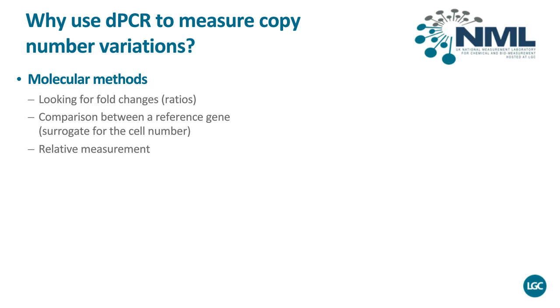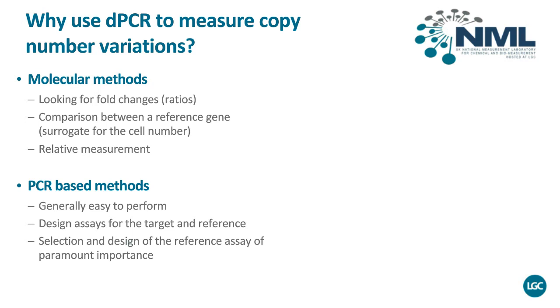The PCR-based methods are a really good candidate for this. They're generally easy to perform. You can design assays that are specific for that target and reference. But there does need to be selection. The design of that reference assay is really important because HER2 amplification is not the same as polysomy of chromosome 17, that is the chromosome that HER2 sits on.